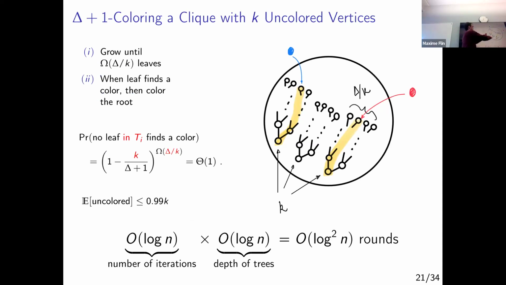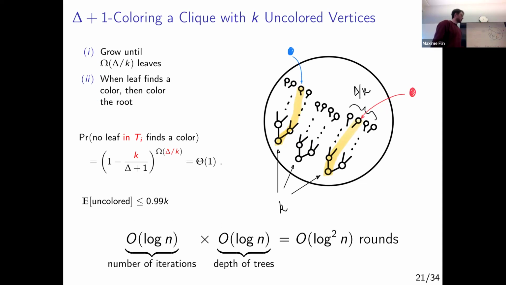And so what we actually do is we sample log n colors here to make sure that with high probability, we're going to find the same number of edges everywhere. And so all the trees are going to grow at the same speed, right?